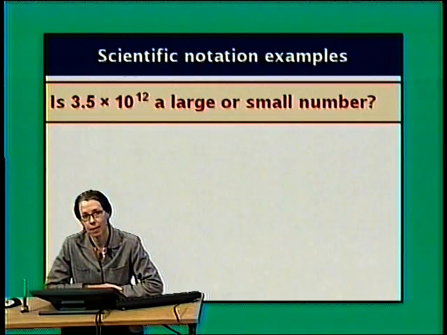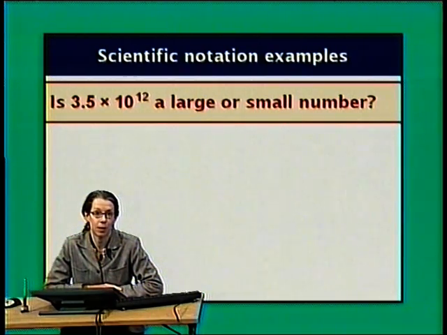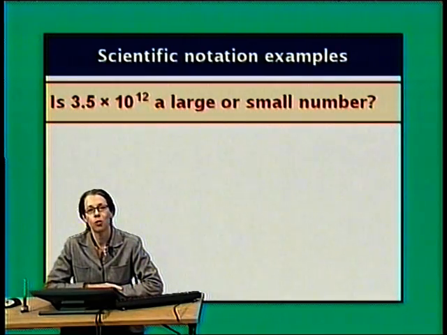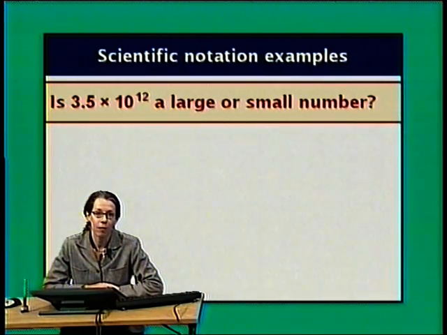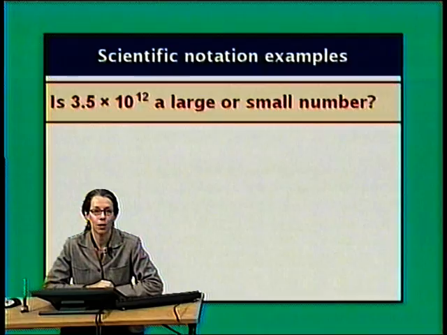So we have this example. Is 3.5 times 10 to the 12th a large or small number? Well, let's think about 10 to the 12th. That's a 1 with 12 zeros. That number's enormous, and we're multiplying it by 3.5. It is still enormous. So here's an example of a very large number, but in scientific notation, we don't have to write a lot of digits.